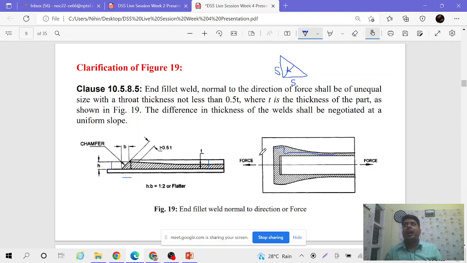But in our numerical problems, you can ask why we are not doing this. Actually, for learning purposes we are simplifying our calculations. For the simplification of the calculations we are taking everything as the same, and we are providing the same throat thickness all over the weld. That is why. But if you genuinely do all these things for the fillet weld, then you should provide according to this codal provision. You should follow this codal provision.